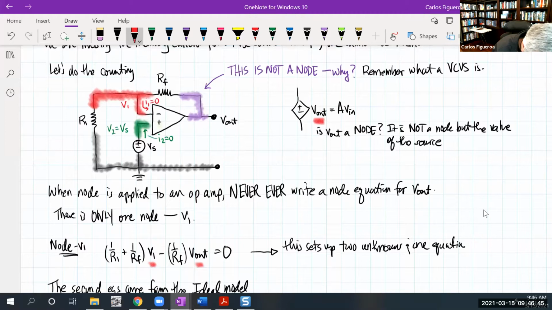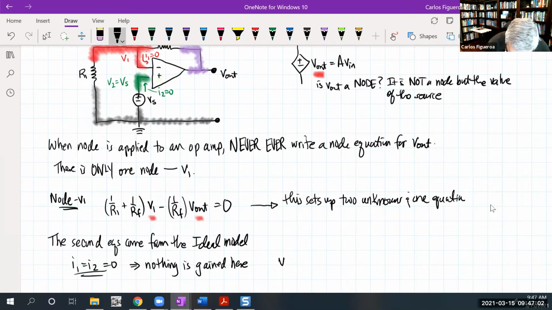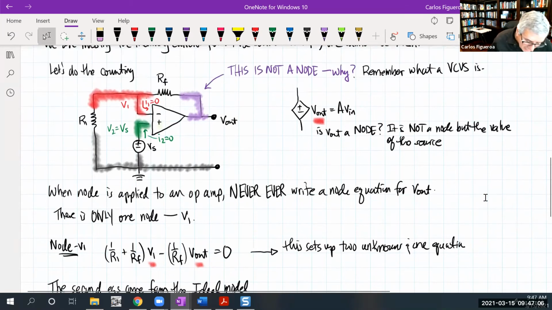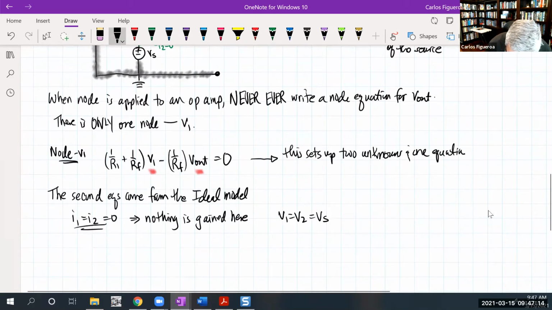I1, that's 0. But no, there's no resistors along this branch. So what this tells us here is that nothing is gained here. So then I go to the next one. The next one says V1 must be the same as V2. But wait a minute, we already agreed that V2 is the same as Vs. So all of a sudden, the ideal condition tells us what the value of V1 is.